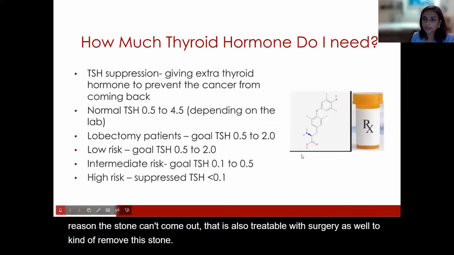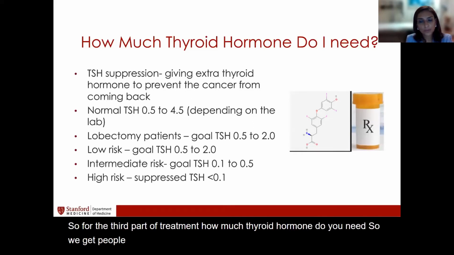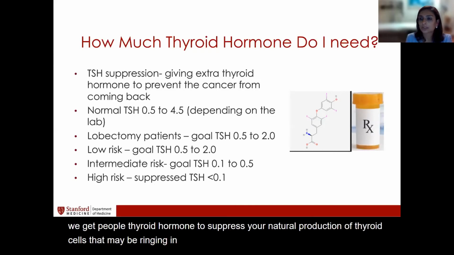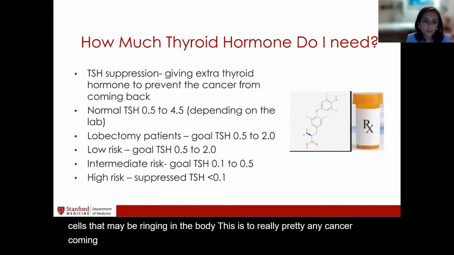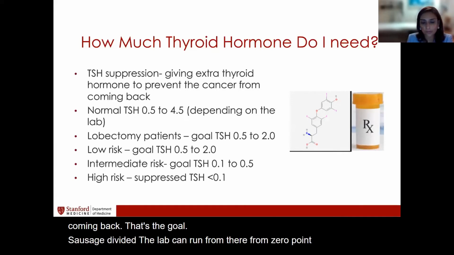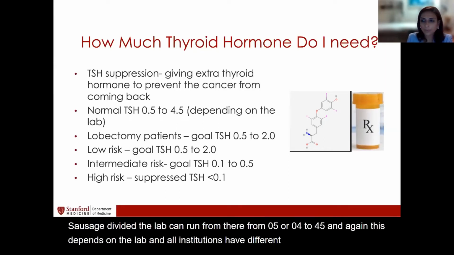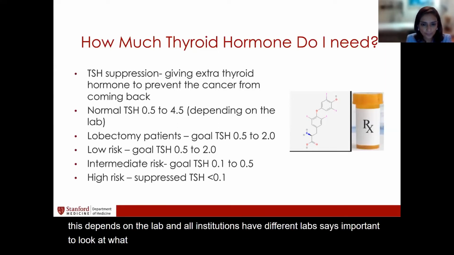Okay, so for the third part of treatment, how much thyroid hormone do you need? We give people thyroid hormone to suppress their natural production of thyroid cells that may be remaining in the body. This is to really prevent any cancer from coming back. That's the goal of it. A normal TSH, depending on the lab, can run anywhere from 0.4 or 0.5 to 4.5. Again, this depends on the lab, and all institutions have different labs. It's important to look at what the reference range is for your lab.